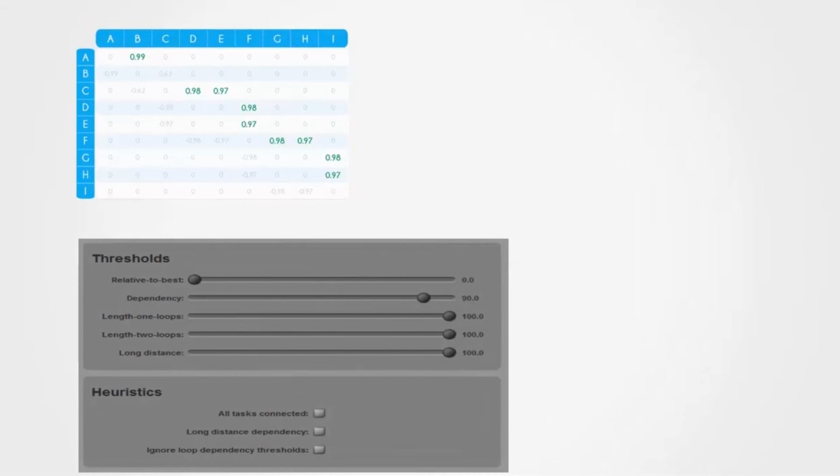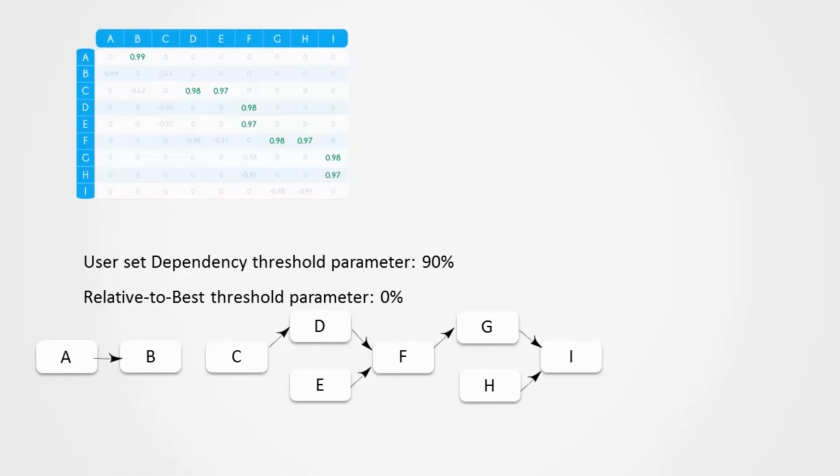The next configurable parameter is the relative to best threshold. The best relation with the highest value for each activity row is selected. Then this parameter determines the admissible distance between relations and the best one in order to be accepted or discarded. Keep in mind that this parameter is applied to the result of previous steps in which values are filtered out according to the dependency threshold.